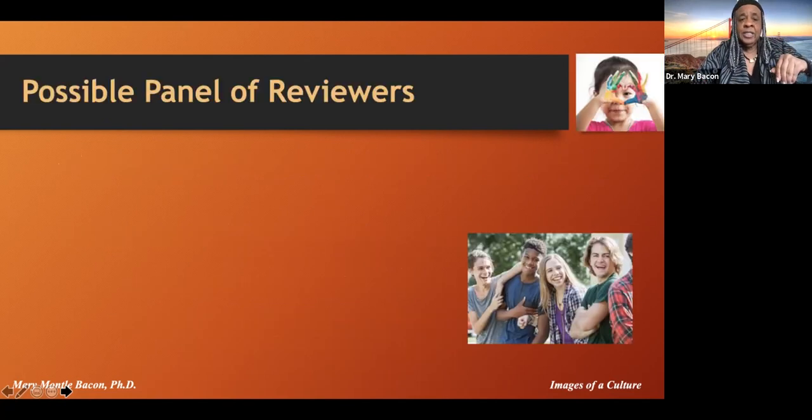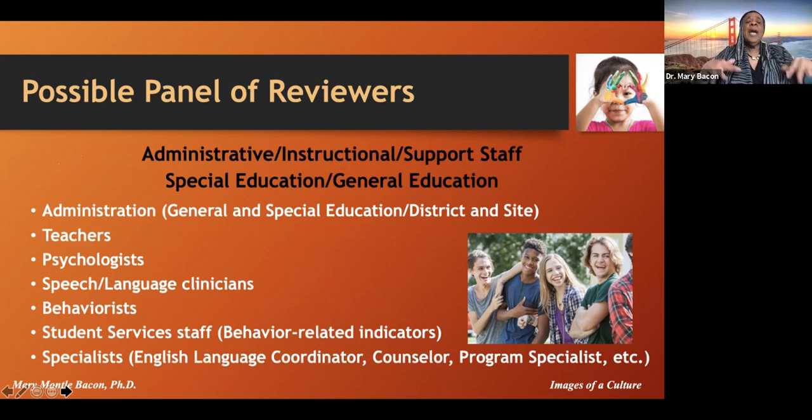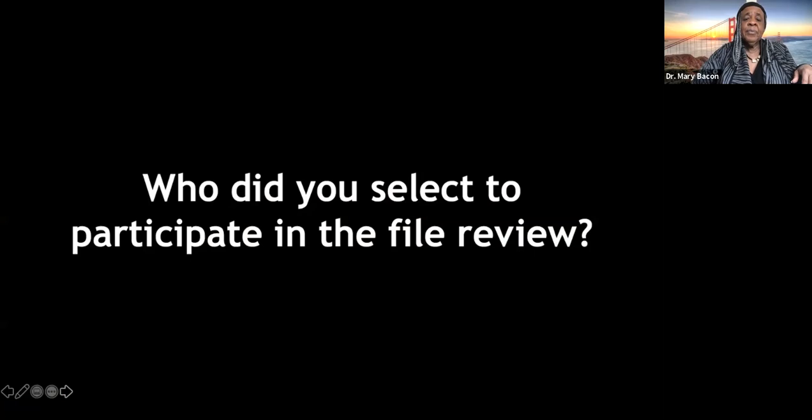in considering future cases. So you may have a panel of reviewers that includes administrative instructional support staff from general education and special education, and you decide what that composition needs to be based upon whether or not those people are going to be working together, and you would like them to be able to have a vision going forward as they deal with real cases that's consistent. So let me ask Jane, how did you select your panel of reviewers to participate in the file review?